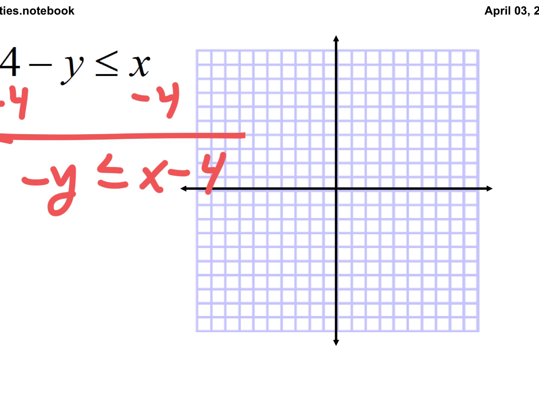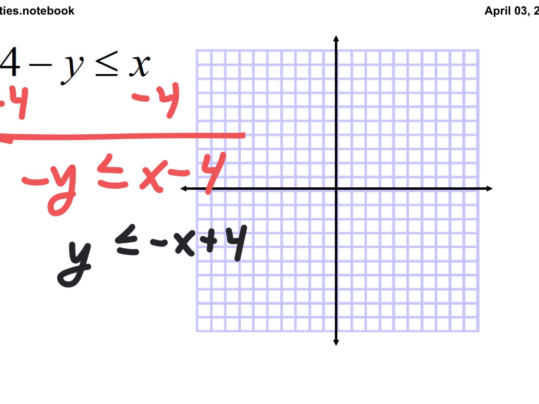You can divide by a negative, but that's harder. What's easier? Wouldn't multiplying by a negative also get rid of it? And multiplying is easier than dividing, isn't it? So we're going to multiply everything by a negative. Y less than or equal to negative x plus 4. I just changed all the signs.